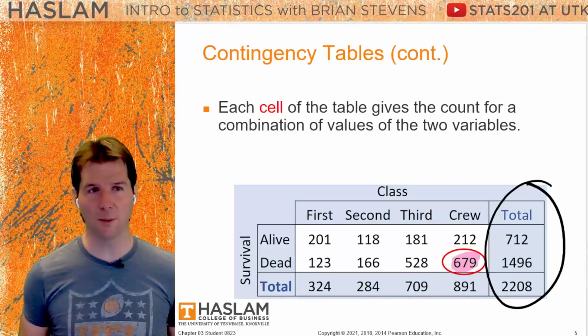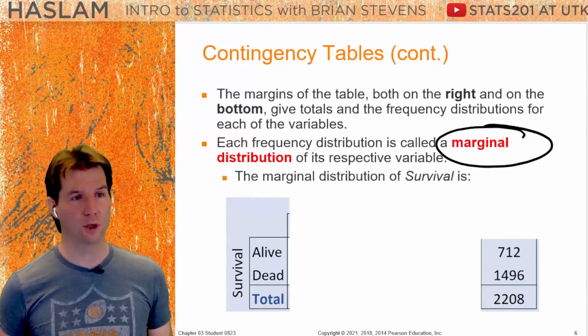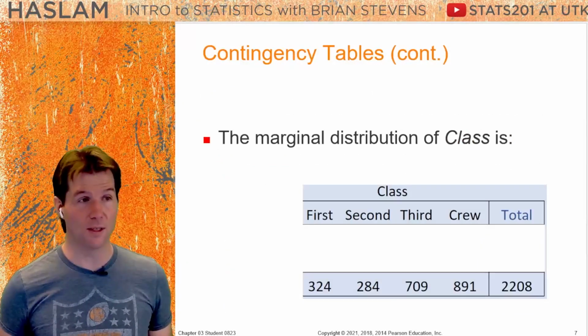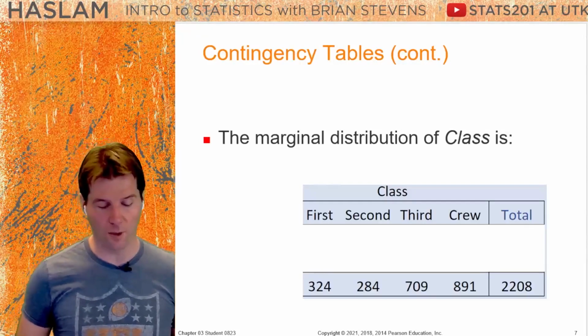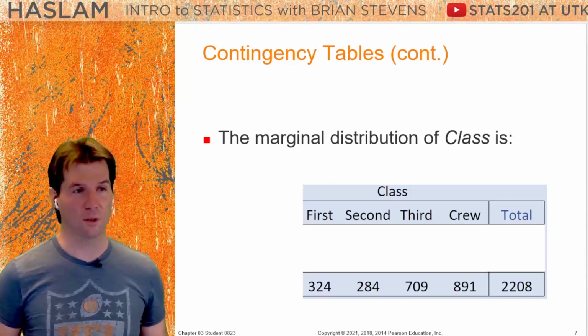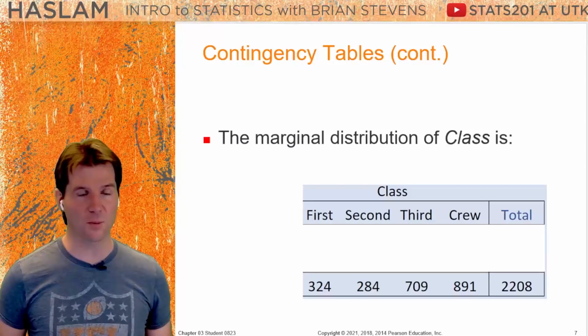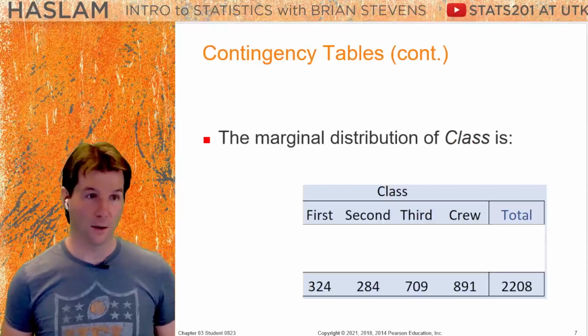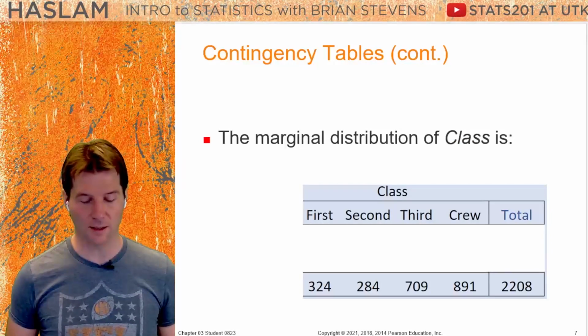So a contingency table has margins which show you the distribution of one of the variables, and you can see the distribution of the other variable in the other margin. Contingency tables have two margins showing a univariate display, in this instance, of the survival of people on the Titanic and also the class of people on the Titanic.